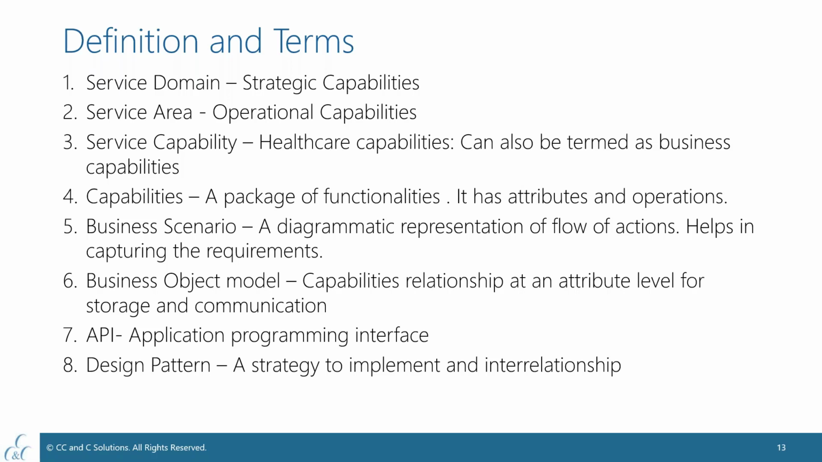Then the business object model: this is the whole data structure through which the systems are going to communicate with each other. API is application programming interface. This is a very common term in the IT space. A design pattern is a strategy for how the whole thing is going to get implemented. So we are going to focus on all of these one by one.